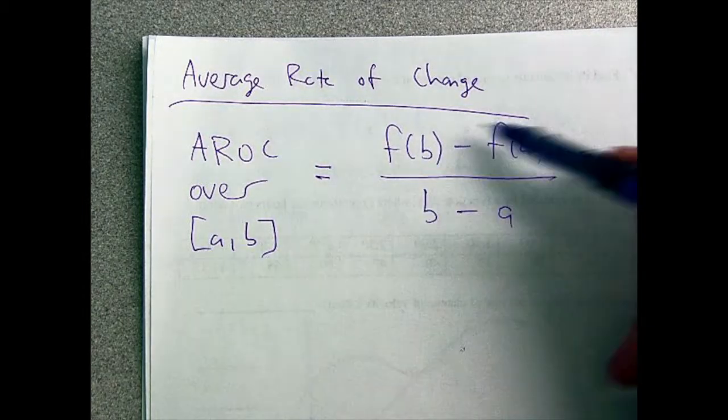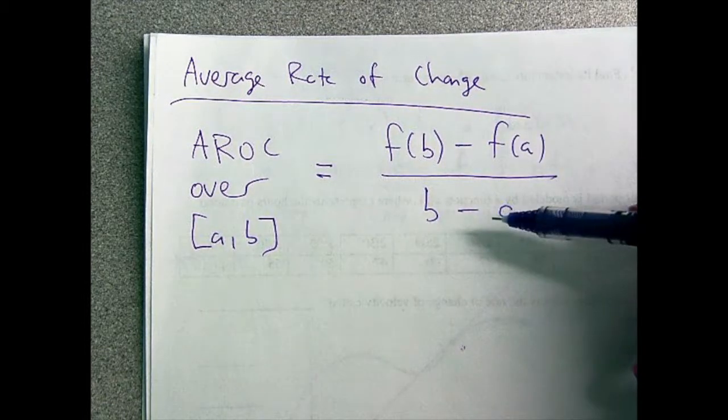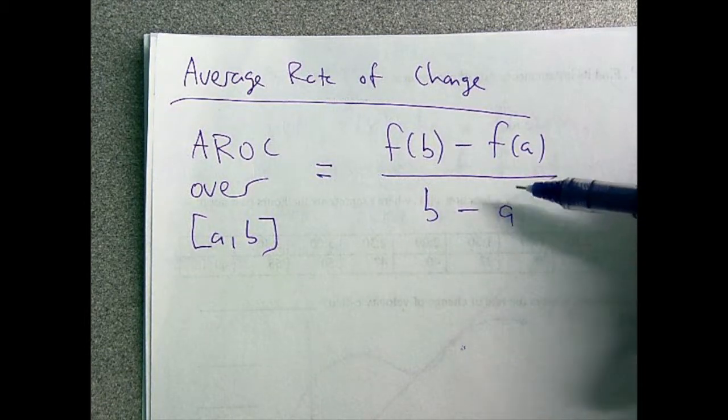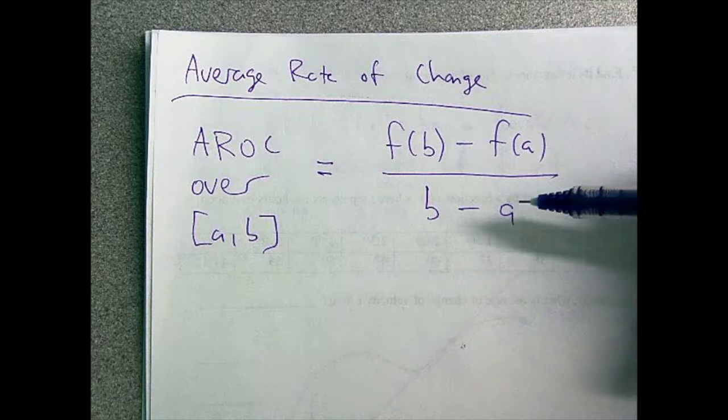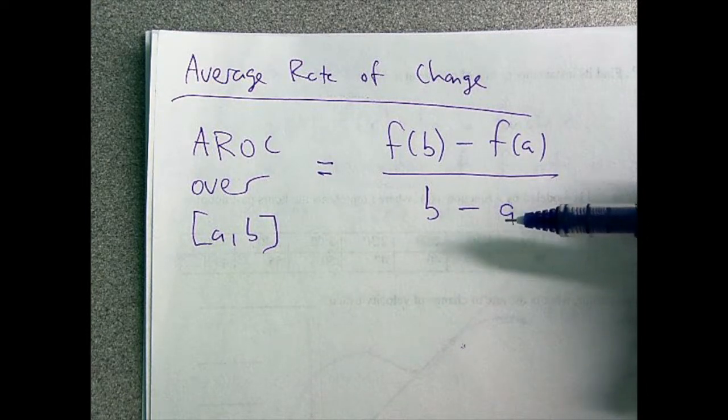If this is a positive number, then the function's increasing. If it's a big positive number, then it's increasing quickly. If it's a negative number, then it's decreasing. If it's a big negative number, then it's decreasing quickly, etc. Okay, so that is the average rate of change.